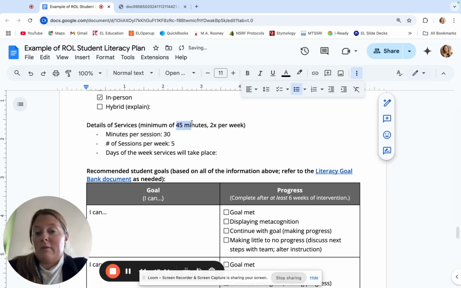So, 45 minutes is ideal 2 times a week, but the reality is most schools don't have that. So if I was able to do like 30 minutes 3 times a week, 4 times a week, 5 times a week, that would be great.